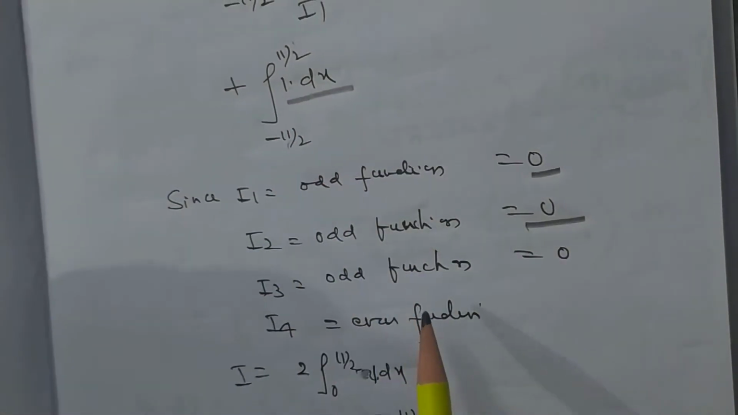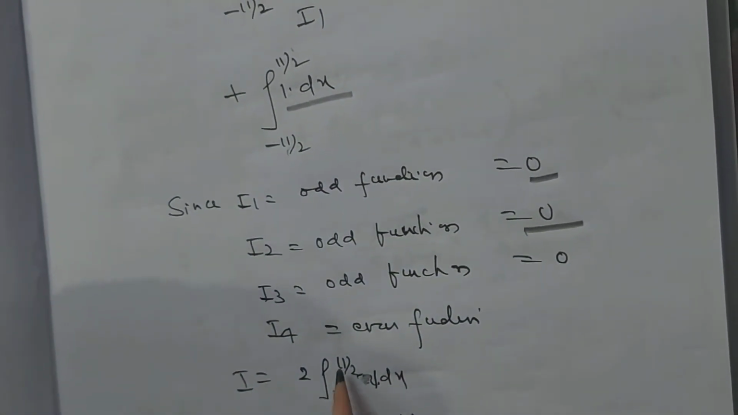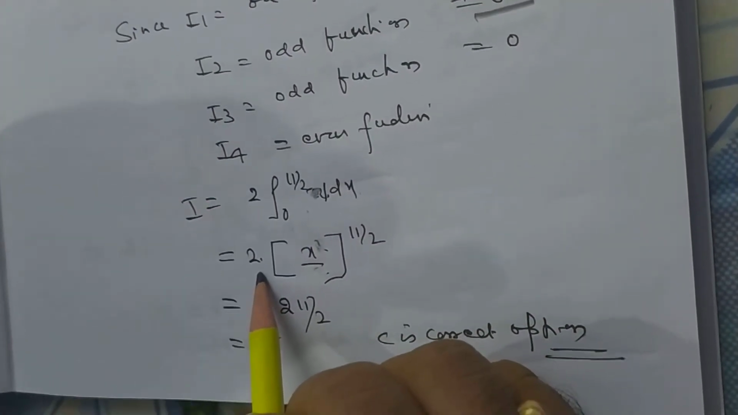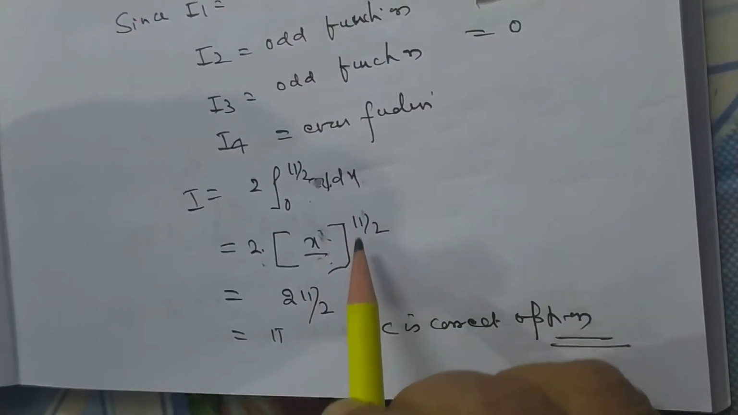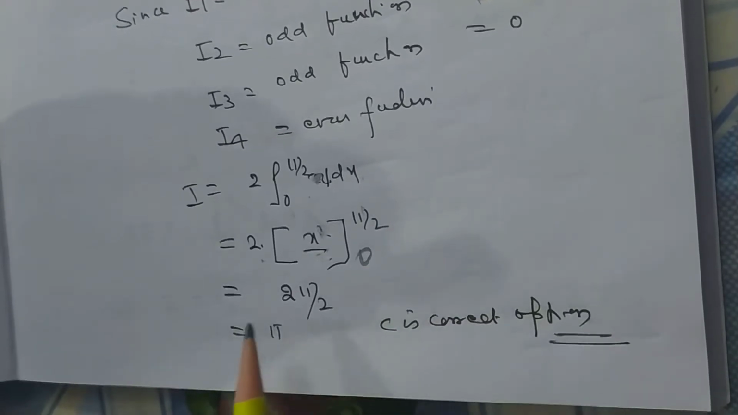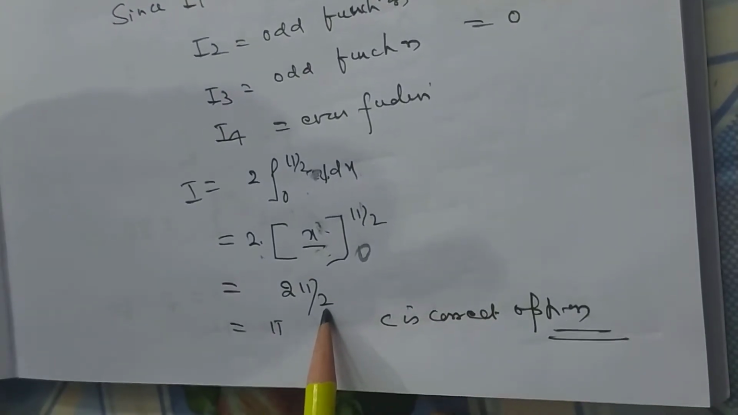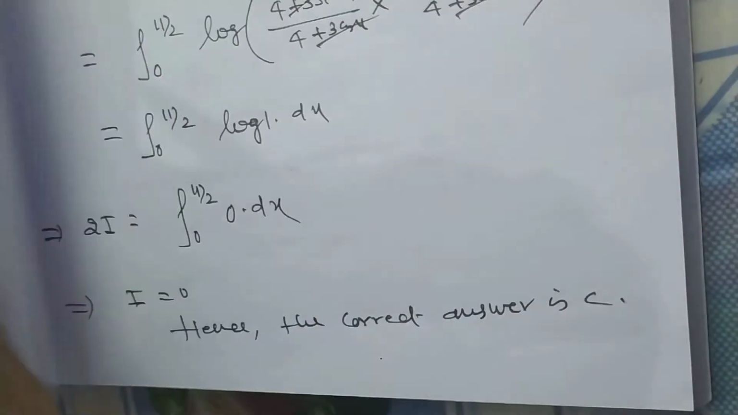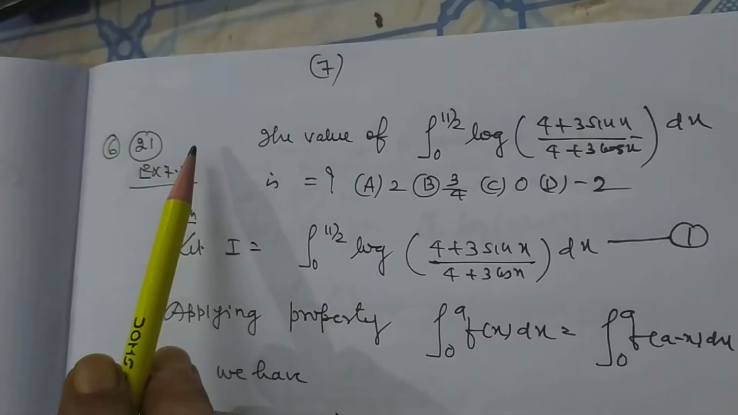I4, it is a constant function, an even function. So it can be written as 2 times the integral from 0 to pi by 2 of 1 into dx. So it is 2 into x from 0 to pi by 2. So I is equal to 2 into pi by 2. I is equal to pi, which is the correct answer. It is very, very important for the purpose of examination.